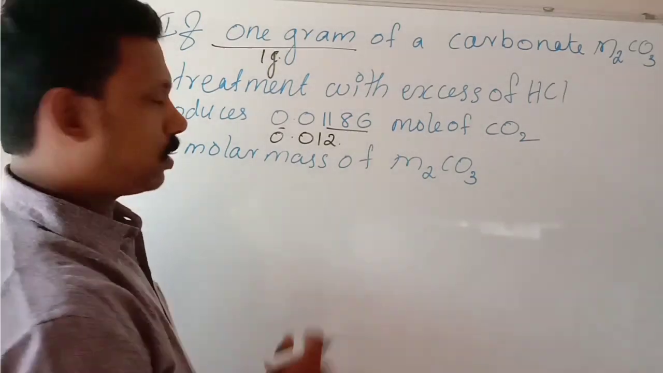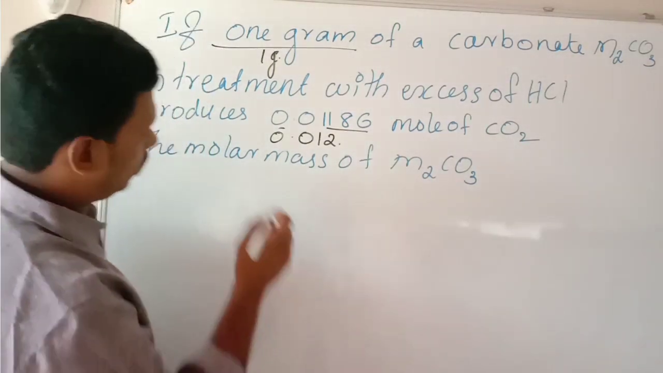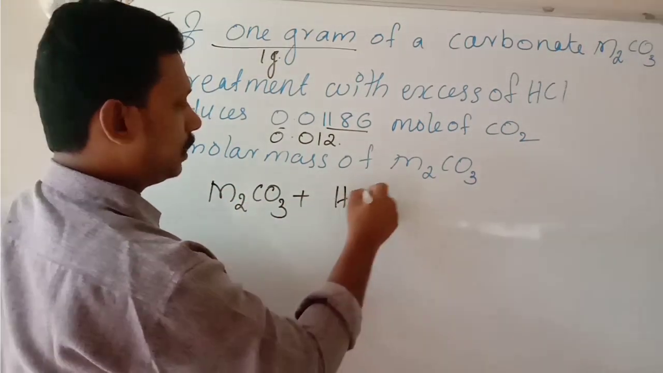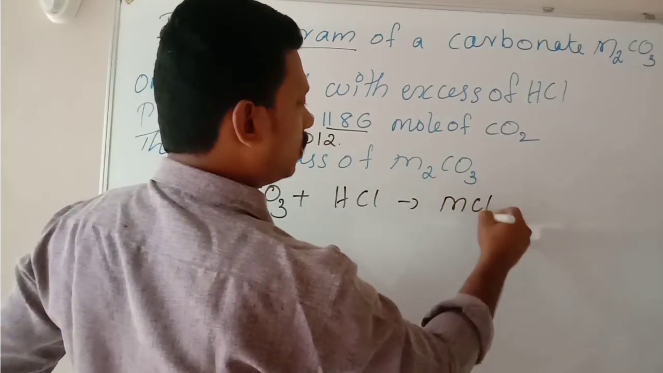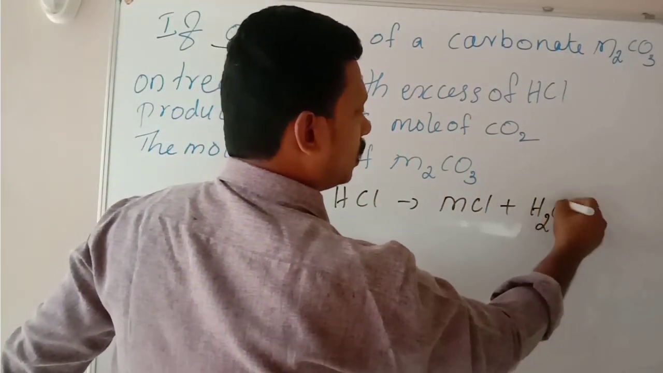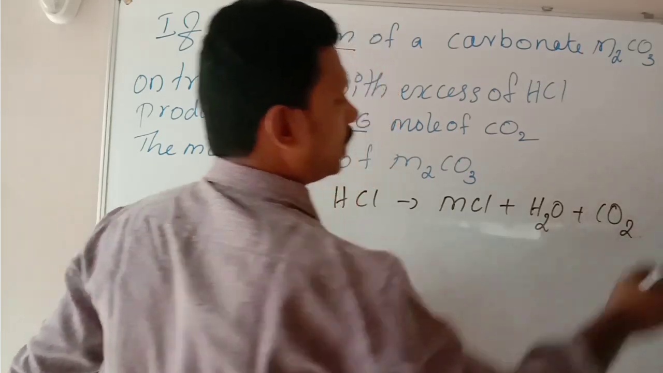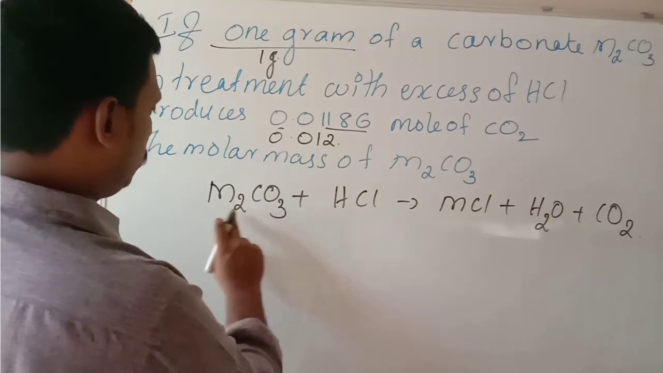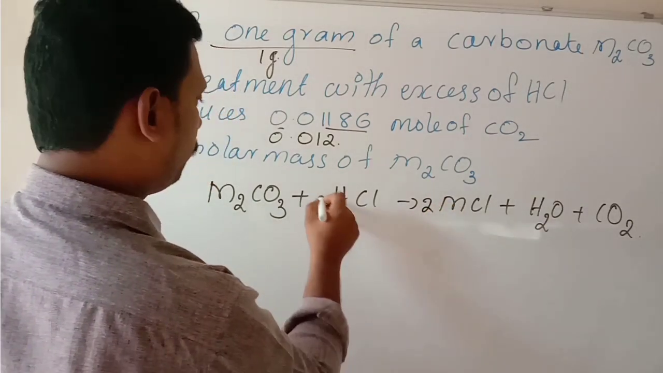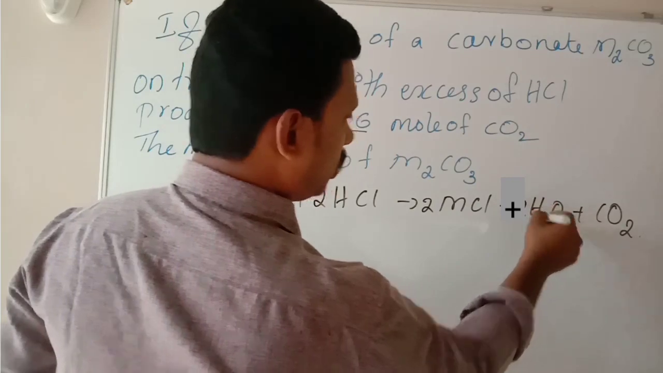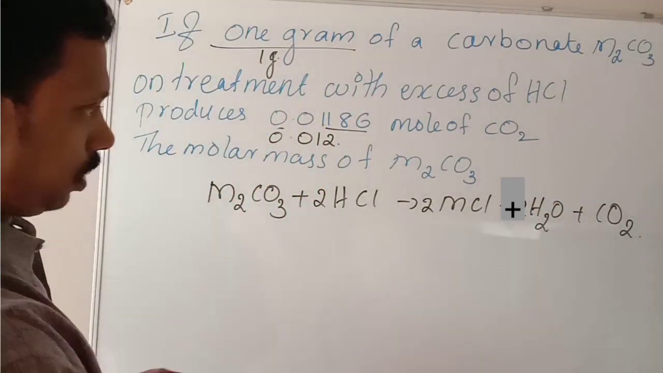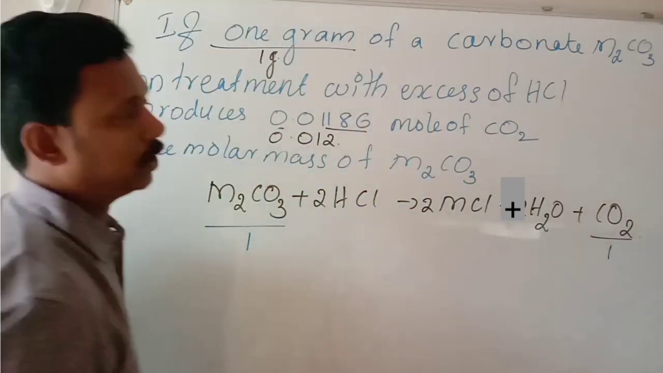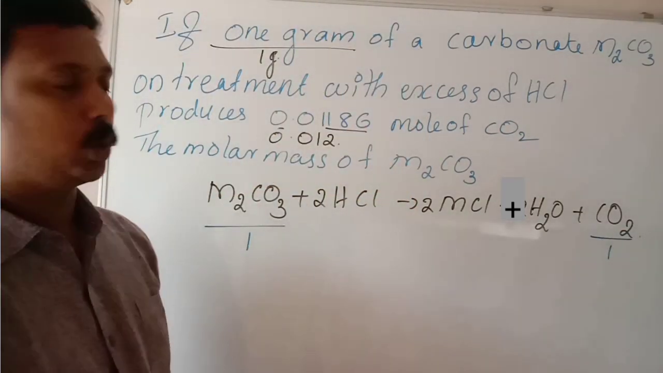This is also an equation based question. So first we have to write the equation. It's a reaction between metal carbonates and acid. They form salt, water and brisk effervescence due to carbon dioxide evolution. You know M is a monopositive ion because it's M2CO3, so 2 MCl, 2 HCl and 2 H2. Right now what you have to know is 1 mole of M2CO3 forms 1 mole of CO2. So the mole ratio is 1:1.